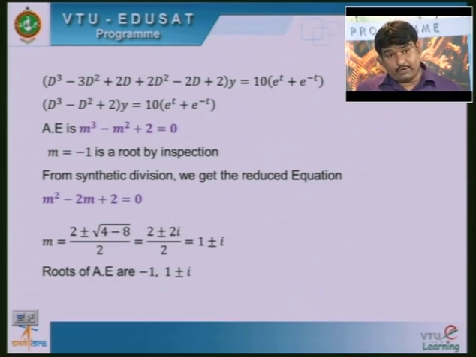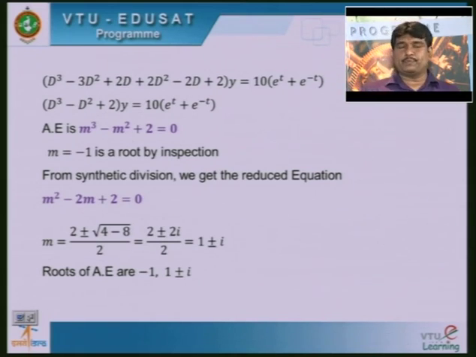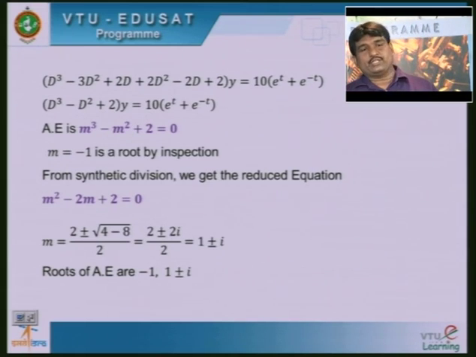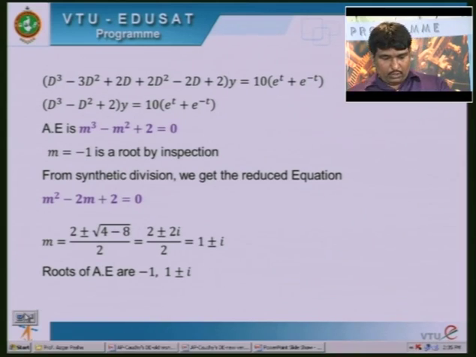Now it is a cubic equation. The easiest way of solving this is guessing one root by inspection and finding the remaining roots using synthetic division. By inspection, you try 0, plus 1, minus 1, plus 2, minus 2, and check whether it satisfies or not. Yes, I am getting a root. It is satisfying that equation. m equals minus 1 is a root.